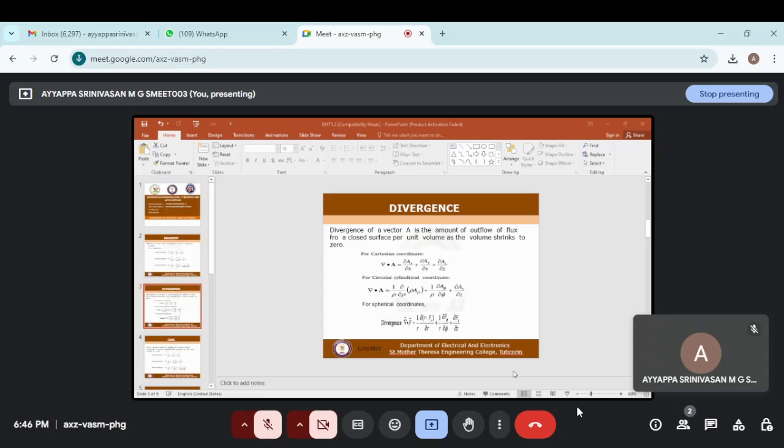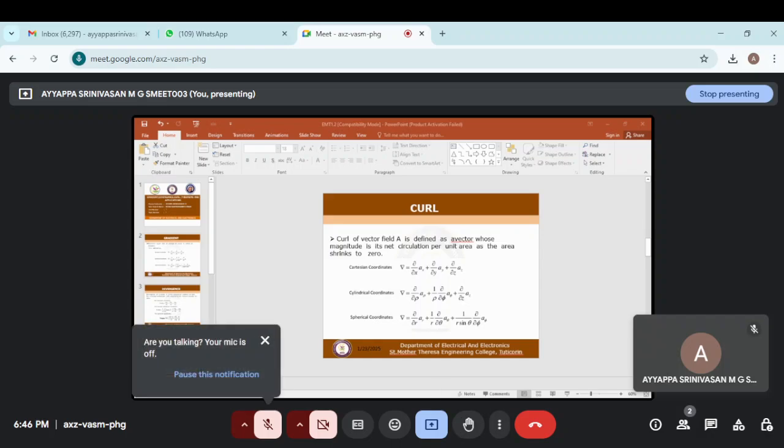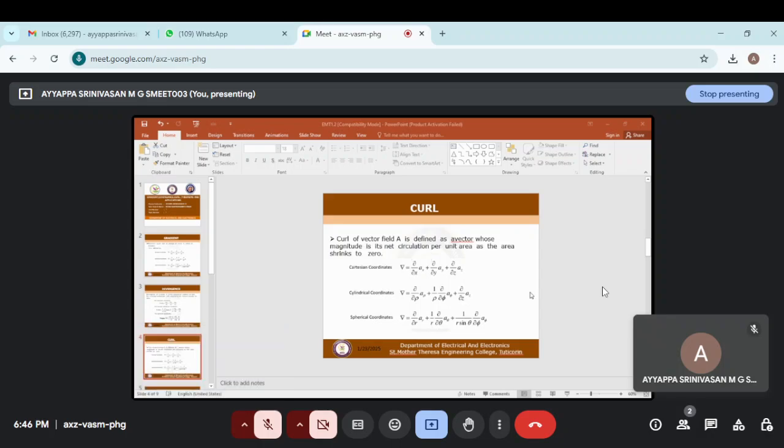This is the divergence formula. Now, let us go to another important thing, that is curl, right? That we are going to take it as curl. In curl, what we find is that the curl of a vector is the one whose magnitude is net circulation per unit area.